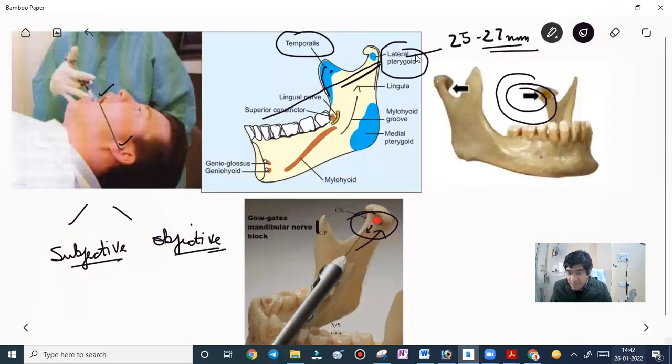I'll come up with Vazirani-Akinosi closed mouth mandibular block.